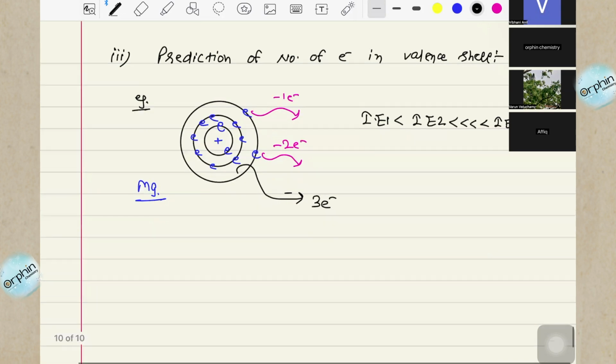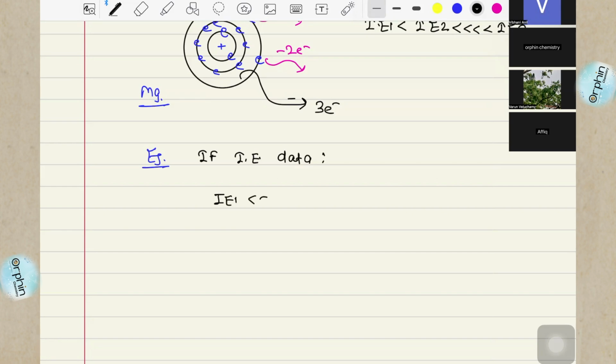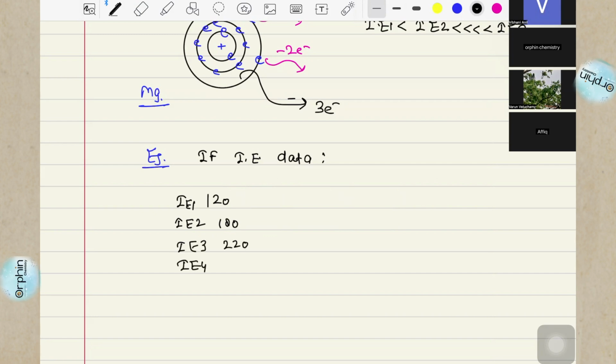Okay, so how will the question be asked? Example: if ionization energy data is given like I1 120, I2 180, I3 220, I4 330, I5 1080. Number of valence electrons. Can you tell me the number of valence electrons here?